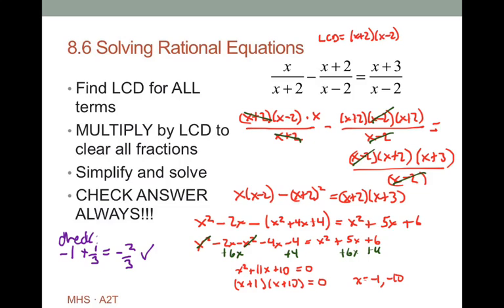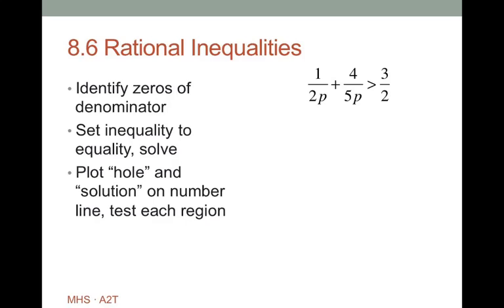We also have to check x equals negative 10. I plug in negative 10. Negative 10 over negative 8 minus negative 8 over negative 12 equals negative 7 over negative 12. Is that true? No, in fact, it is not. So negative 10 is an extraneous solution. It is not part of the solution set, so we can ignore that one.